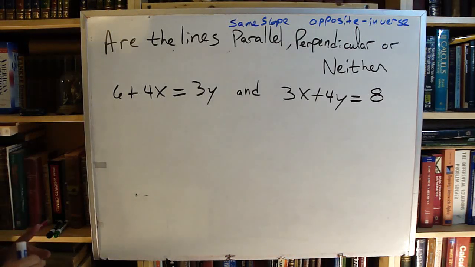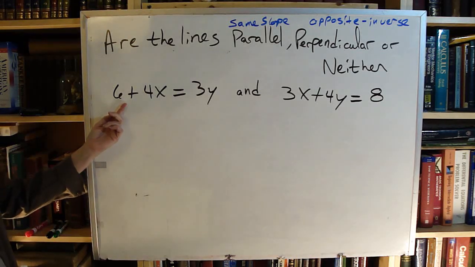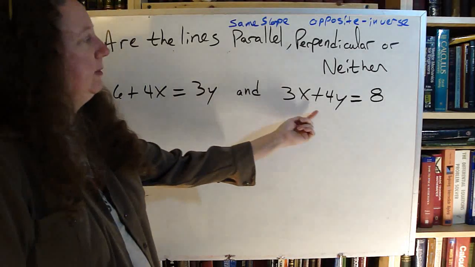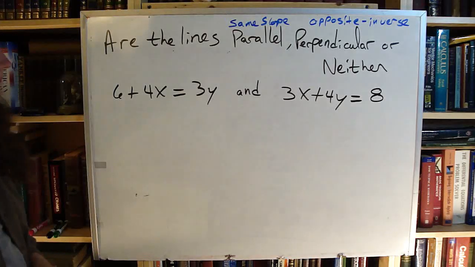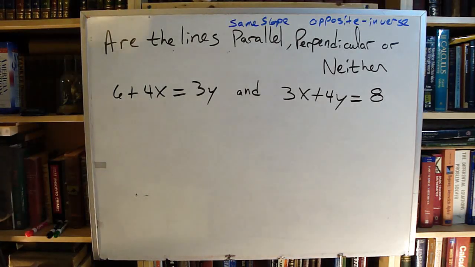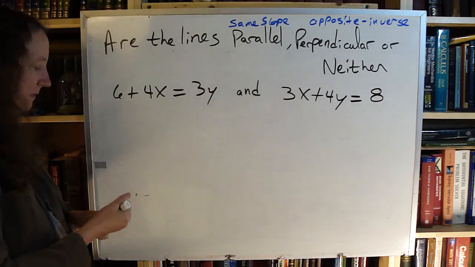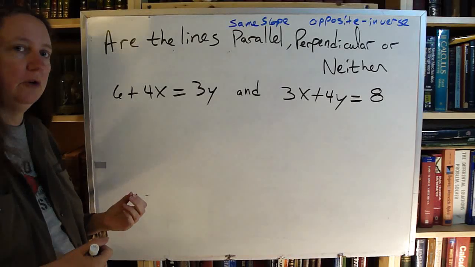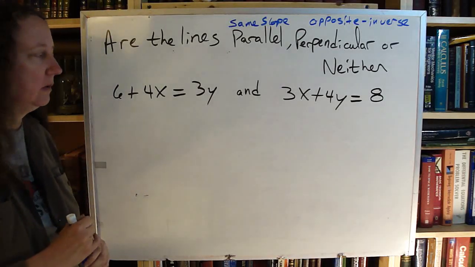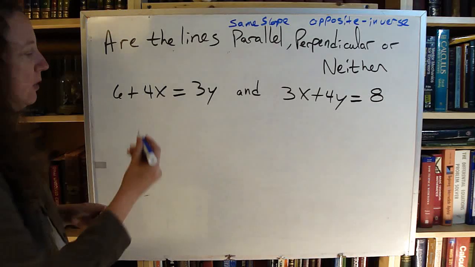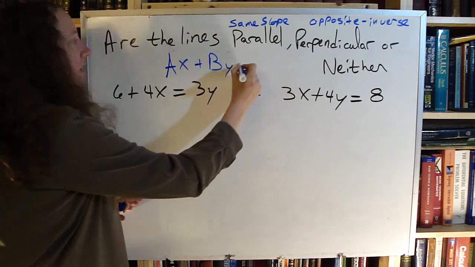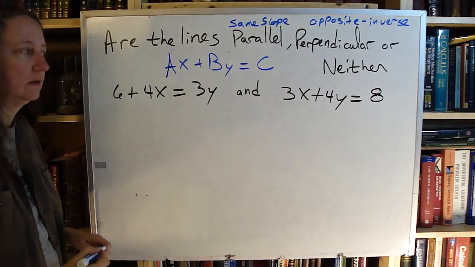Are the lines parallel, perpendicular, or neither? First equation, 6 plus 4x equals 3y. And the second equation, 3x plus 4y equals 8. I'm going to show you 2 ways of doing this. The first way is different from how I showed you the other 2. I'm going to make these both look like ax plus by equals c.